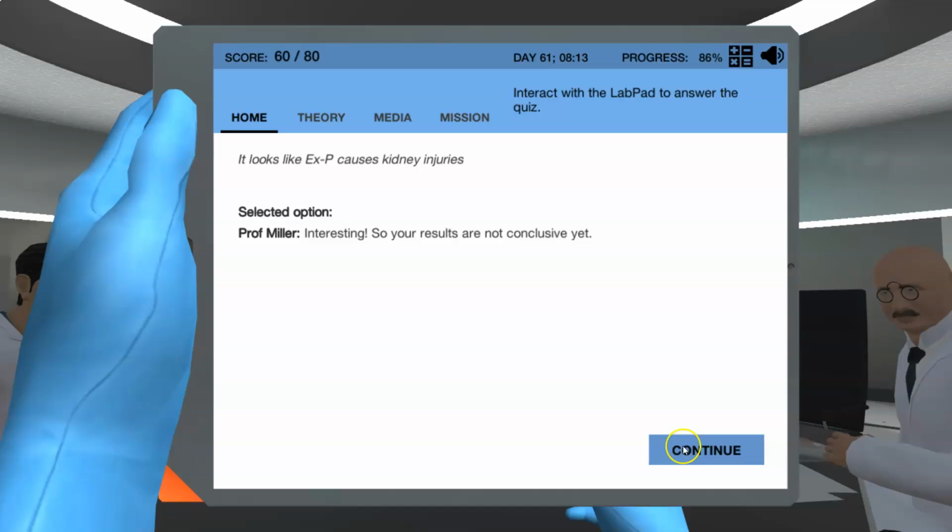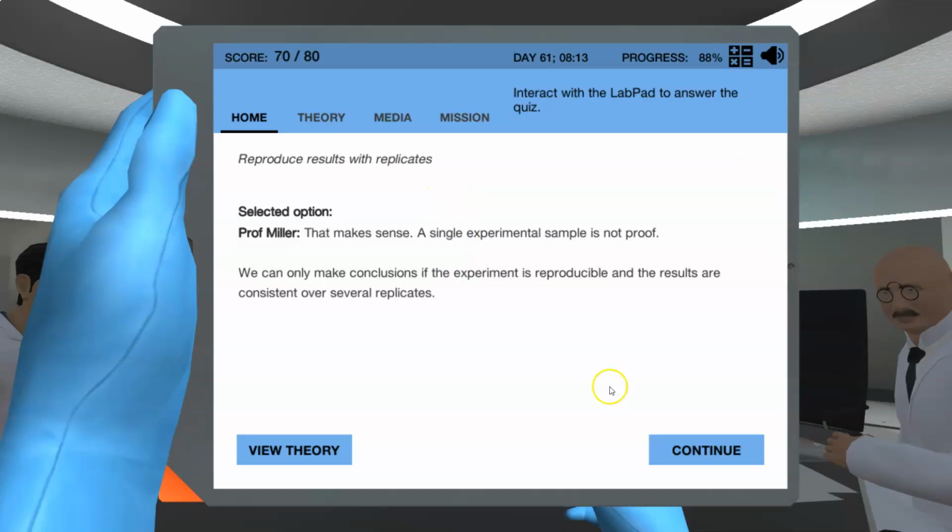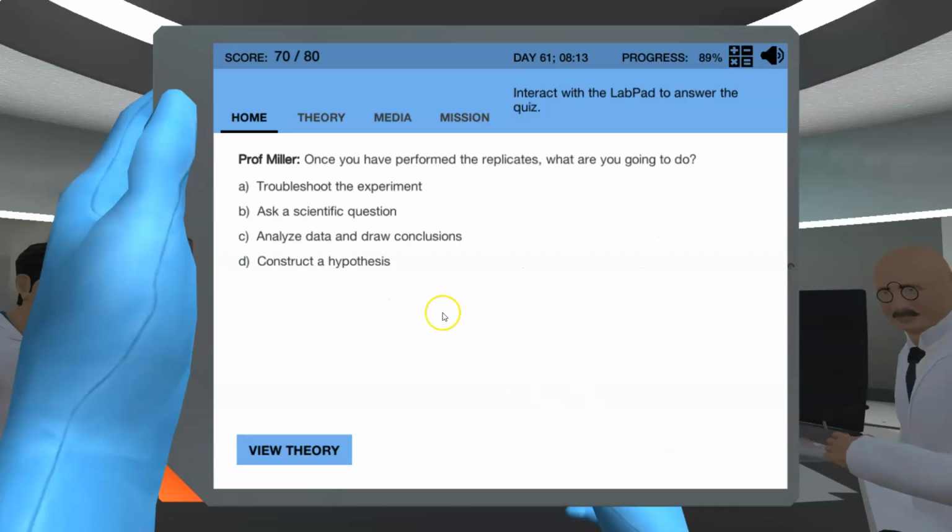Interesting. So your results are not conclusive yet. What needs to be done to prove that XP is responsible for the epidemic? That makes sense. A single experimental sample is not proof. We can only make conclusions if the experiment is reproducible and the results are consistent over several replicates. Once you have performed the replicates, what are you going to do?